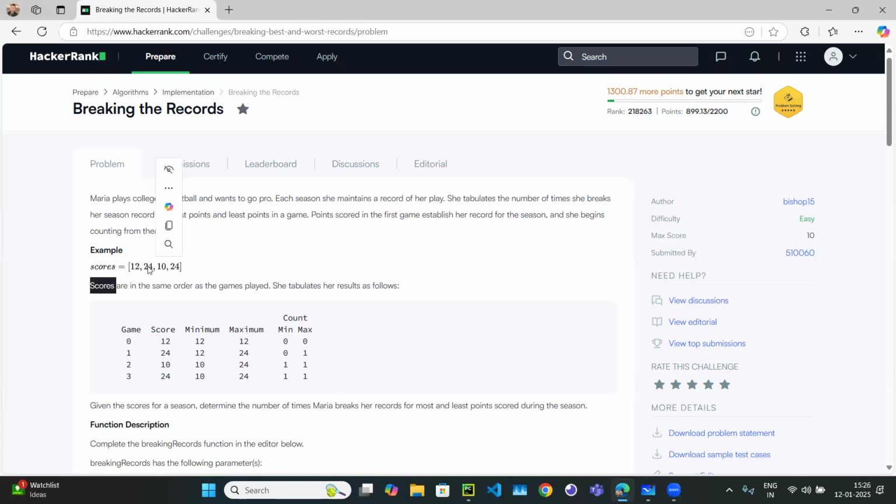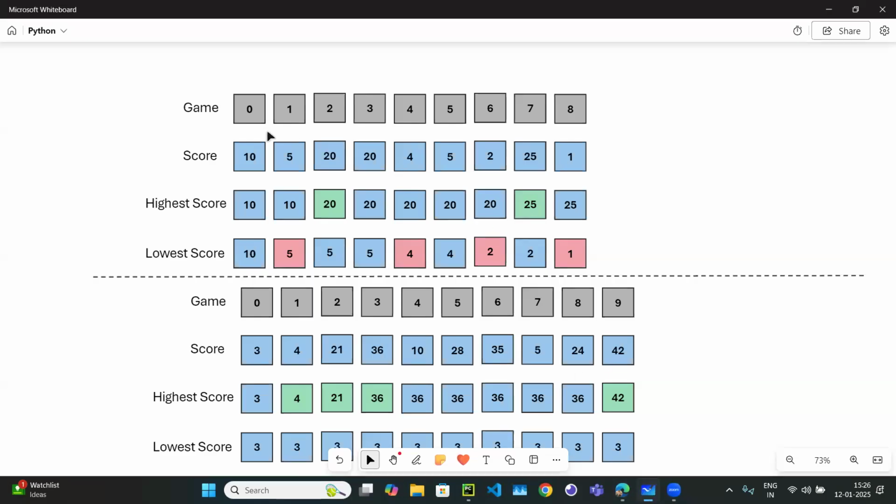In the second game she scored 24. Did she break her previous highest? Yes, she broke her previous highest. So let's go to the whiteboard to understand. I took two examples. We have this score array given: 10, 5, 20, 20, 5, 2, 25, 1, right?